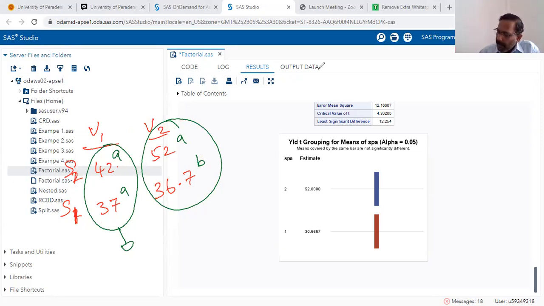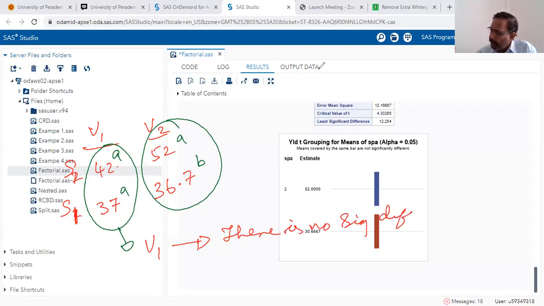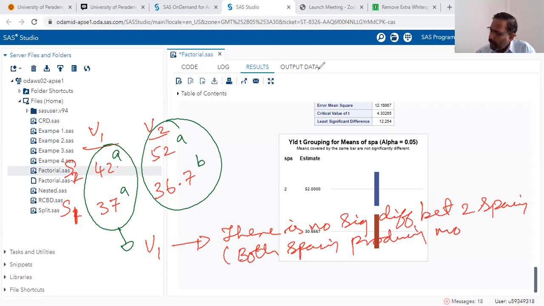This is the story. If you take variety 1, there's no difference between these two spacings. So in other terms, rather than saying there's no significant difference between the two spacings, both spacings produce more or less the same yield. There's no significant difference between the two spacings in yield.